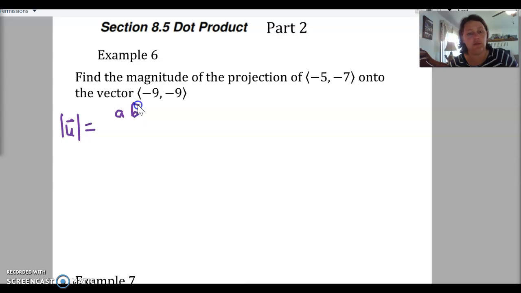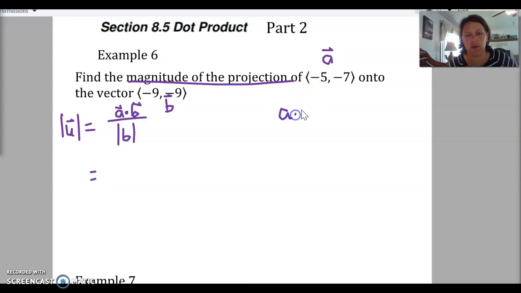So the magnitude is equal to the dot product. Now in this case they do not give me vectors that are named, so I'm going to name these vectors myself. I'm going to use the formula that I had in the beginning: the dot product of vector A and vector B over the magnitude of vector B. And that's going to be our formula for the magnitude of the projection. I'm going to say this is vector A, because the way I have this equation written, B occurs most, so B is the onto vector. So negative 5, negative 7 is being projected onto the vector negative 9, negative 9, so I'm going to call that vector B.